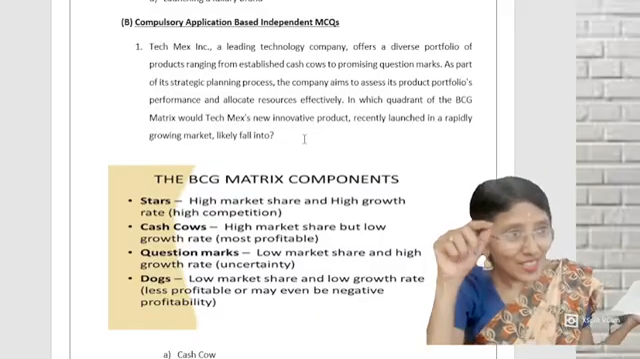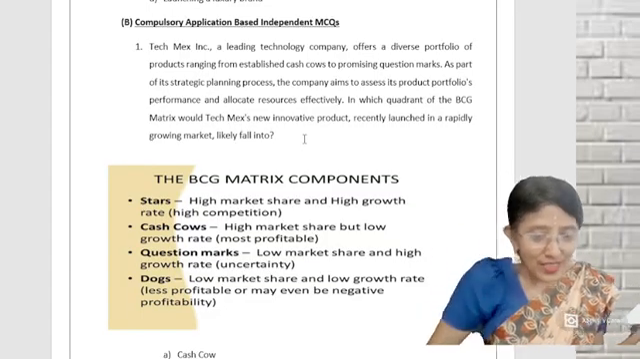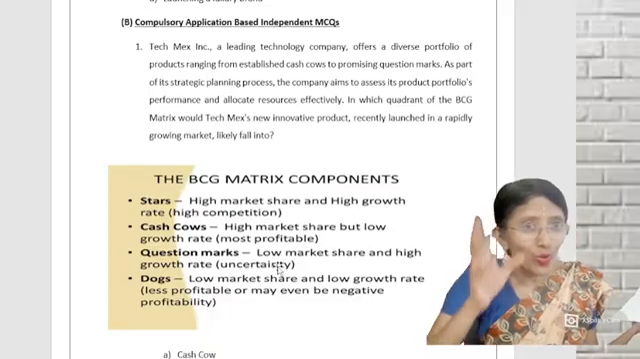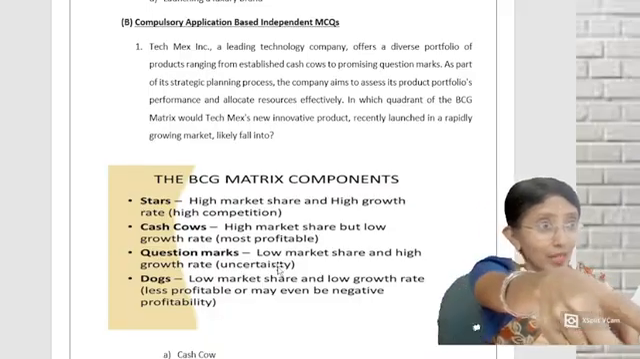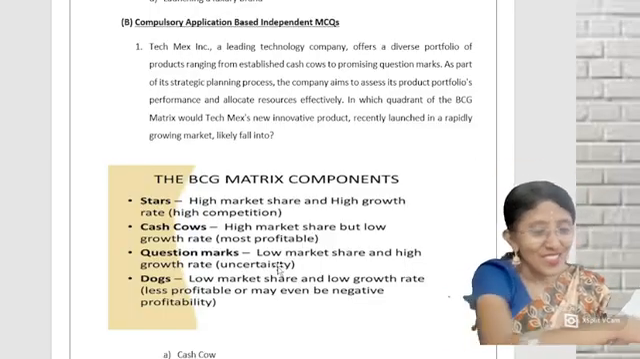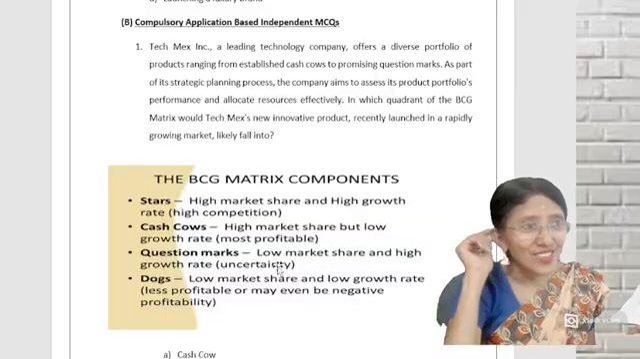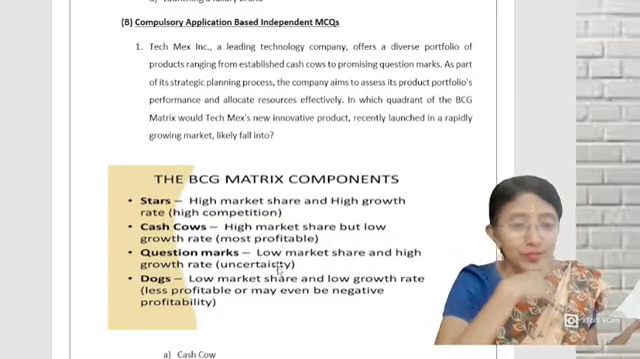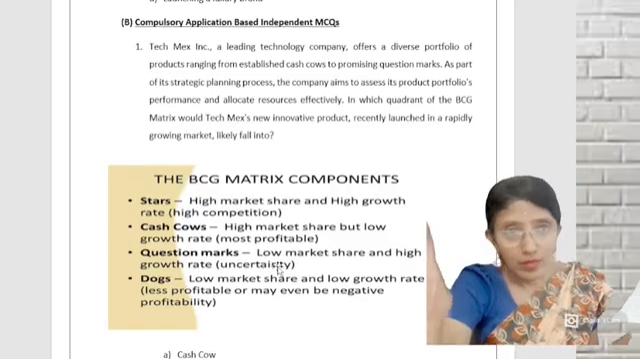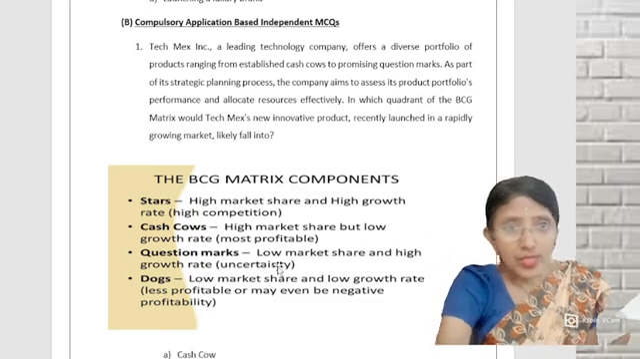That is the point. See, new innovative product. This is uncertainty. I do not know what is my position. Rapidly growing market means rivals to money. Mine is a new product. So, uncertainty. It is given that established cash flows to promising question mark. From that to this, the growth.